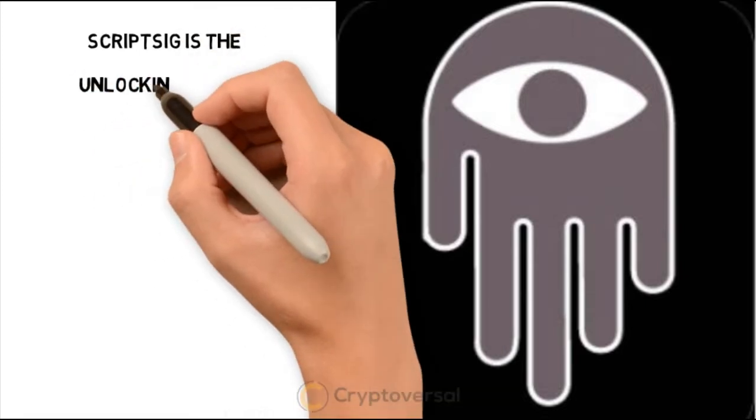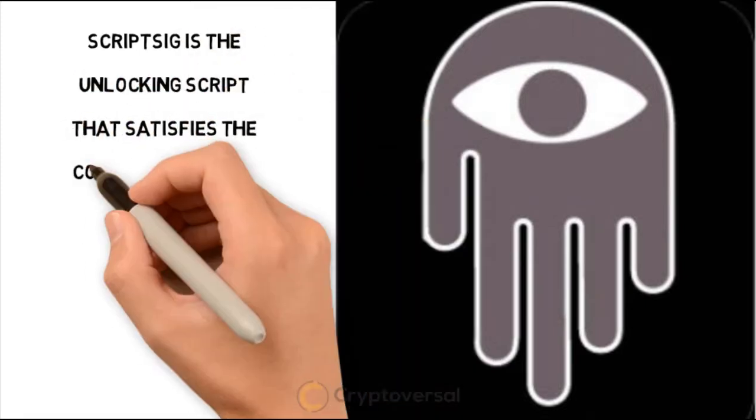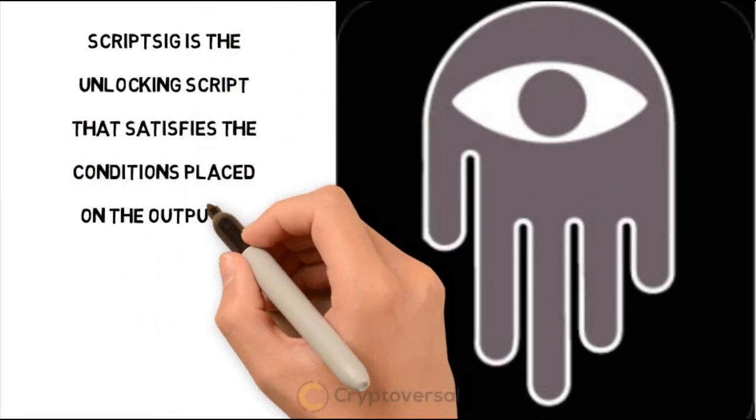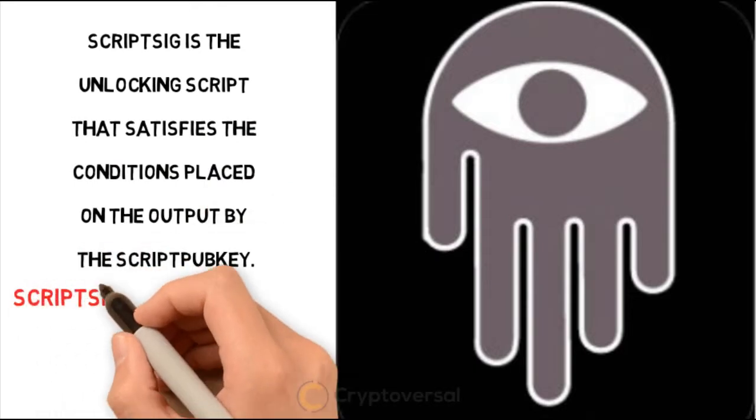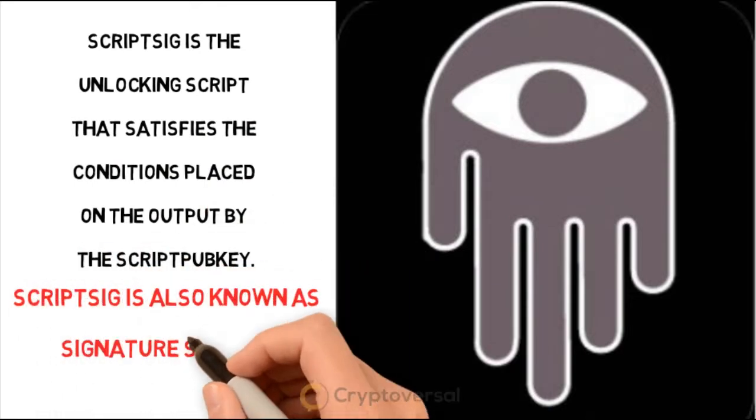Scriptsig is the unlocking script that satisfies the conditions placed on the output by the Scriptpubkey. Scriptsig is also known as signature scripts.